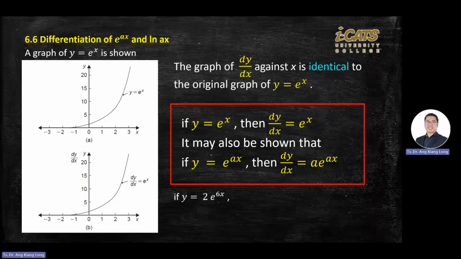So what happens if you have y equals 2e^6x? What's the answer? dy/dx equals, so it's what? 12e power 6x. So this is how you write it. dy/dx equals 2 bracket 6e power 6x, equals 12e^6x. Again, what is important is the one that I put in the red box there. Formula won't be given in the final exam.